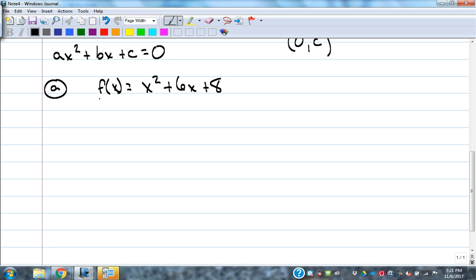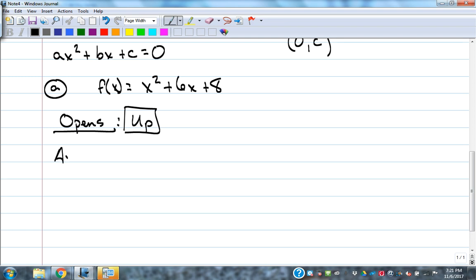The first thing I want to find is which way it opens. Without even graphing it, I should be able to tell that. What's A in this problem? So which way is it going to open? Up. Okay.